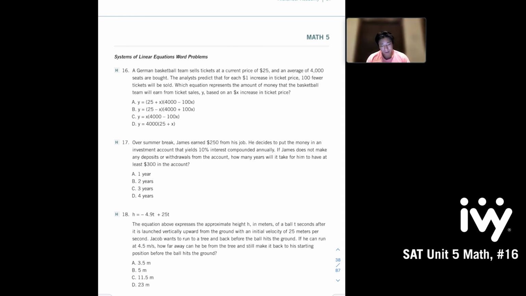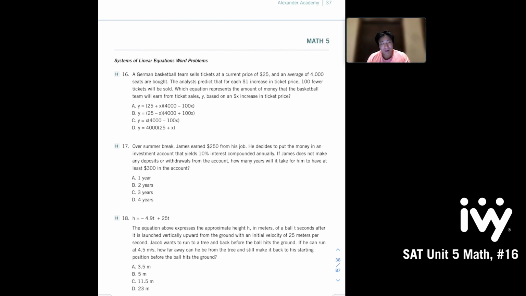So, what do we have here? A couple of different pieces of information, but we have X and Y, which is basically our equation, as we can see from these answer choices. So what we're going to do is set Y equal to the cost per ticket times the number of tickets sold. And this will give us our ticket sales Y. So what is our cost per ticket? Our cost per ticket is this $25 that's currently there, but we're basing it off an X dollar increase. So our cost is actually going to be 25 plus X.